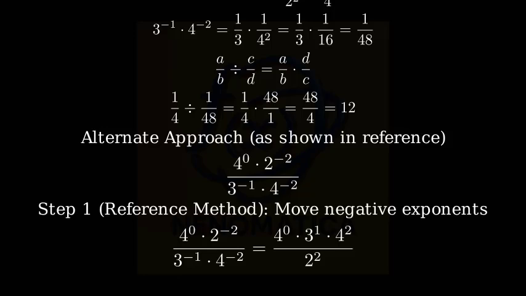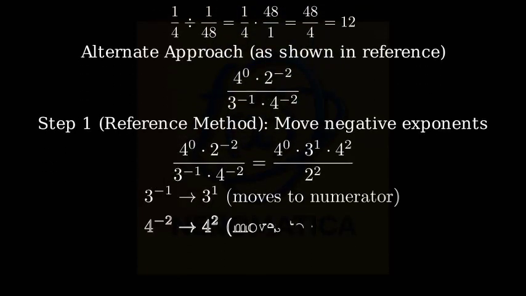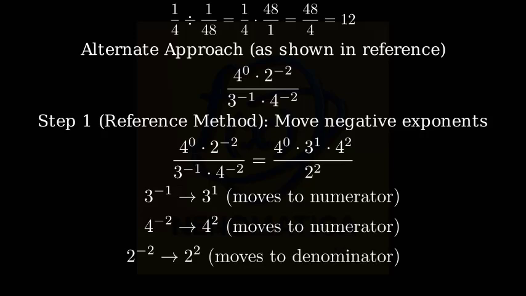So our expression becomes 4 to the power of 0 in the numerator and 2 to the power of 2 in the denominator. For the terms in the denominator, 3 to the power of negative 1 becomes 3 to the power of 1 in the numerator, and 4 to the power of negative 2 becomes 4 to the power of 2 in the numerator. Step 2. Now we'll simplify the expression.